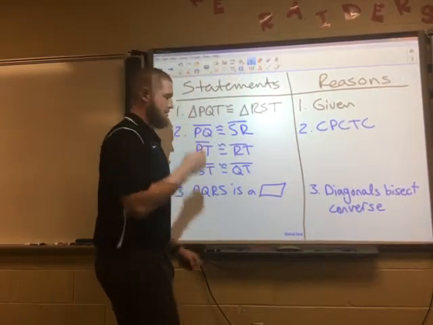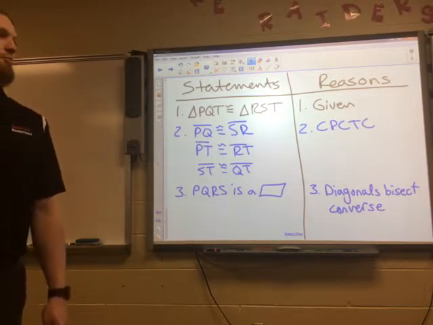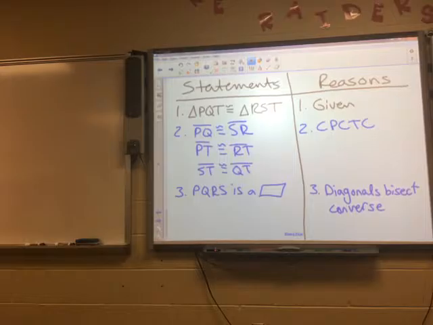Okay. Now, let's say I went ahead and proved PQ congruent to SR first, and as I went through, I didn't notice that it changed to diagonals bisect converse. Are you going to get the proof wrong if you ended up doing all those steps we talked about and then proving it a parallelogram? No, because you still proved it's a parallelogram, right? Okay, and that's what matters.